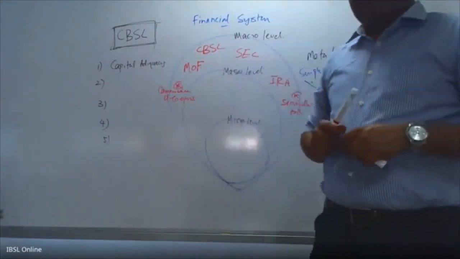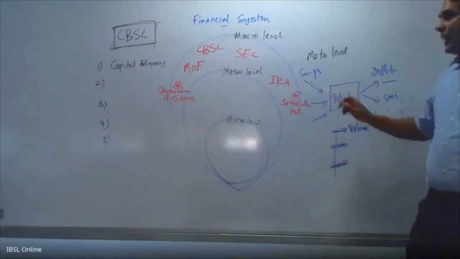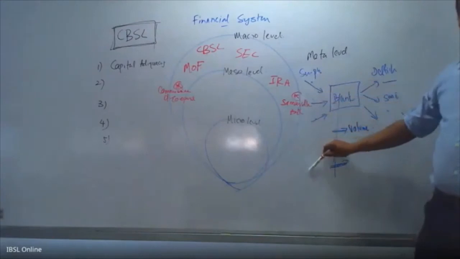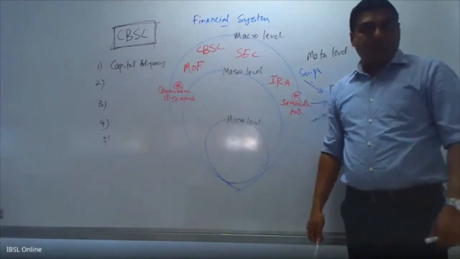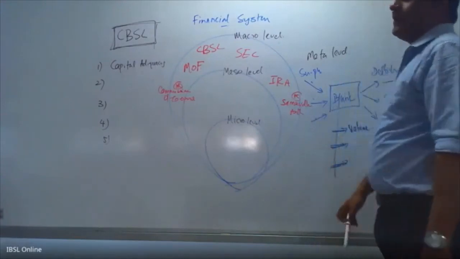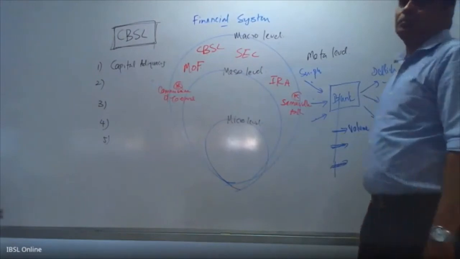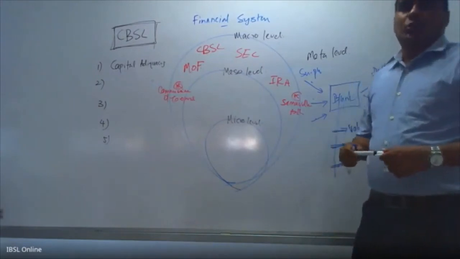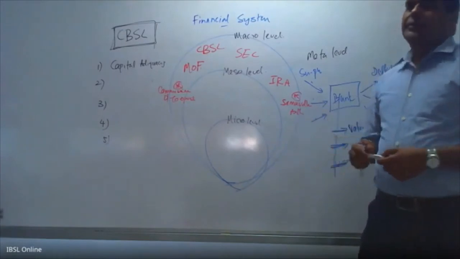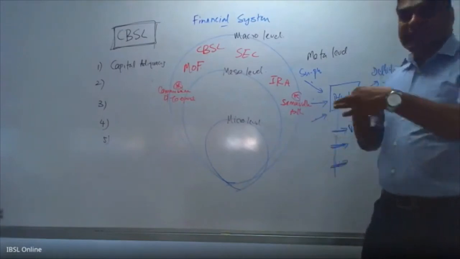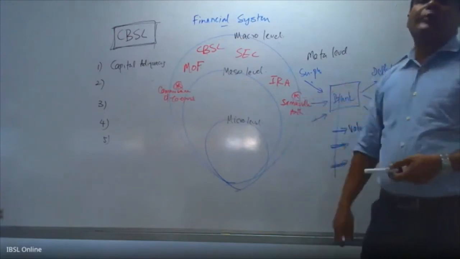So please, volume intermediation means that the bank mobilizes deposits from different sources in different sizes or different volumes, and lends to different groups in different volumes. So this intermediation that the bank does is called volume intermediation.